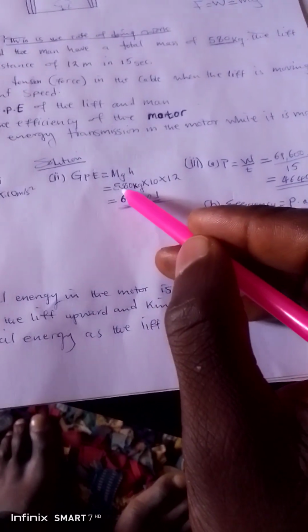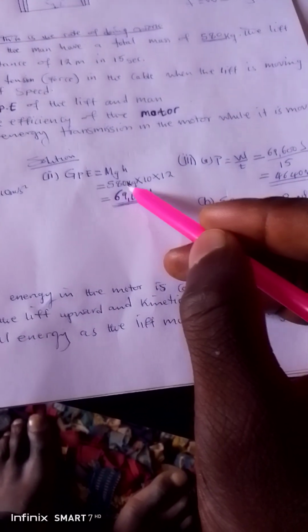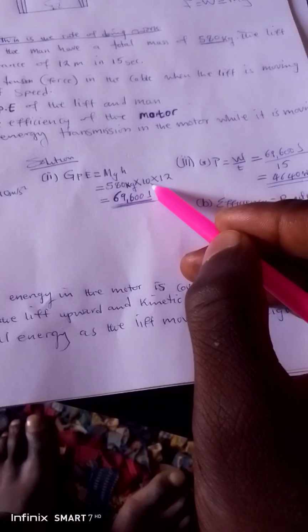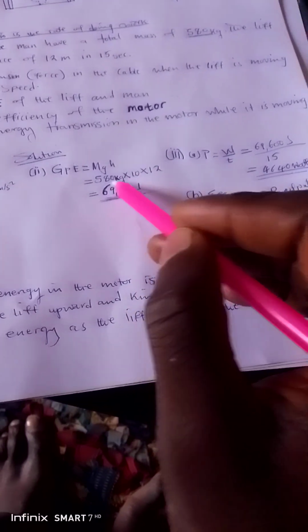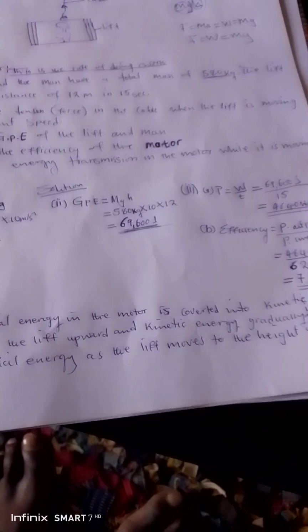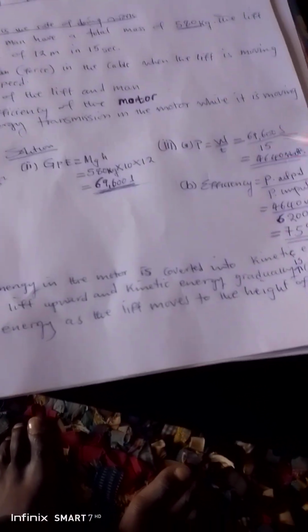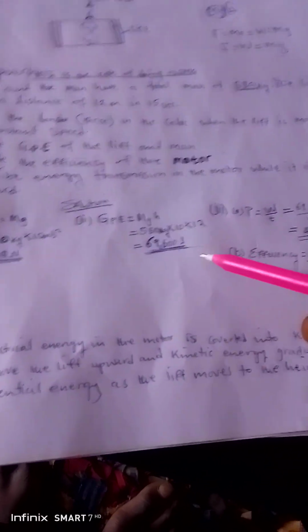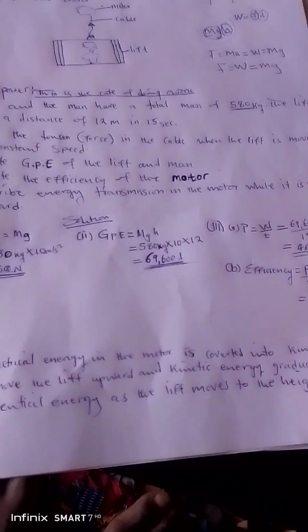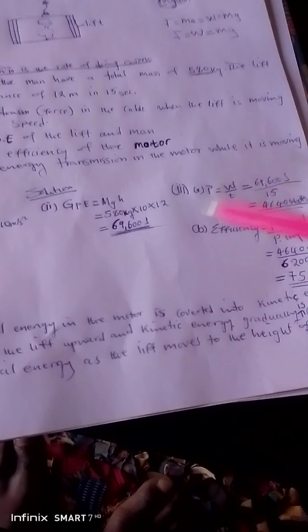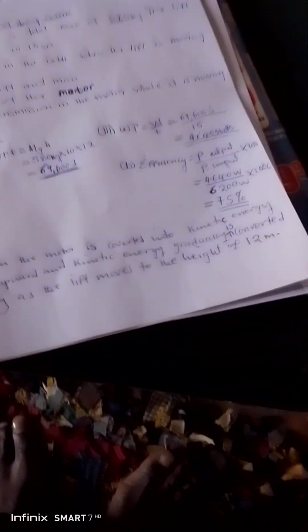Okay, so in short, this is what I've done here. mgh, which is 580 kg times 10 times 12, and you have this, and the work or energy is measured in joules. So this is the work done by the motor to lift the lift and man to a distance of 12 meters.